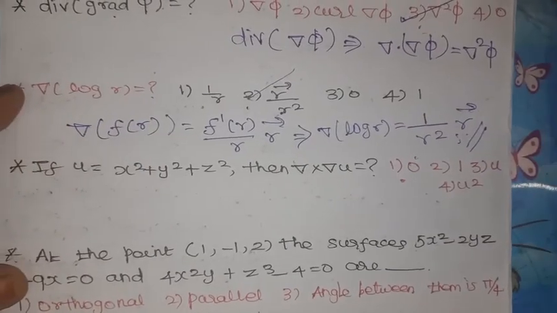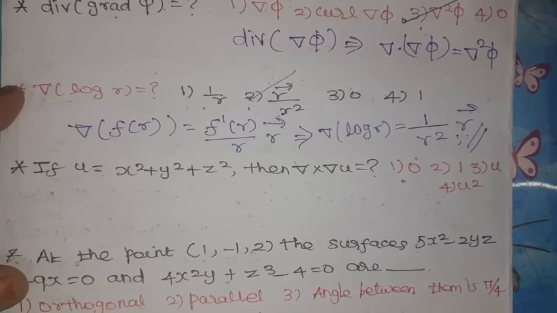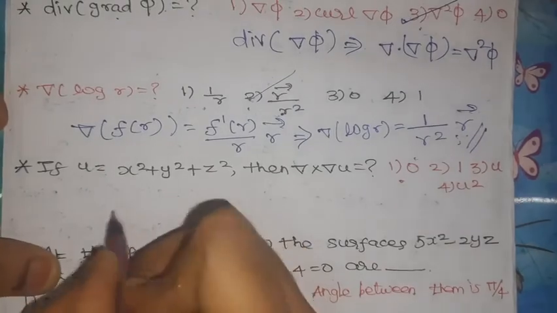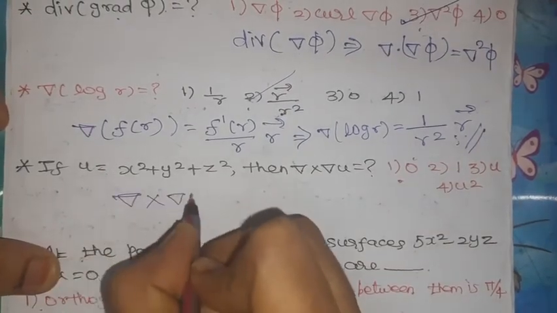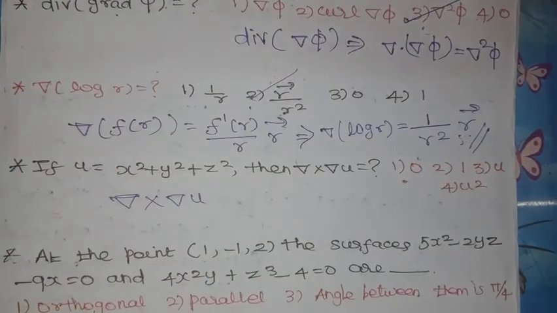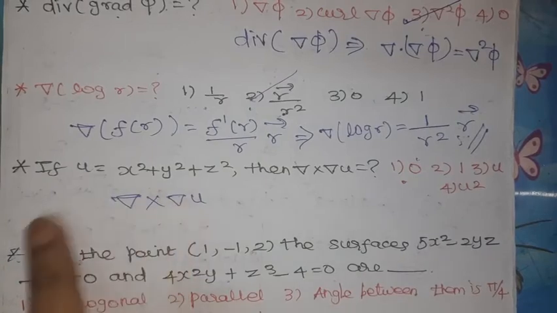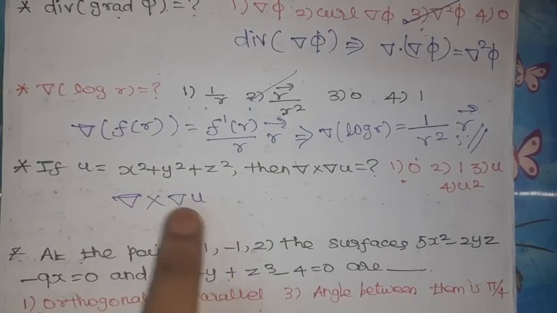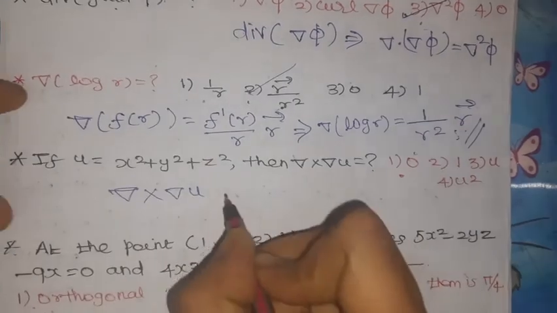Then next one. If u equals x squared plus y squared plus z squared, then del cross del u. You can find it out directly. So del value, then cross product. From this you can find out. But you should know the formula.